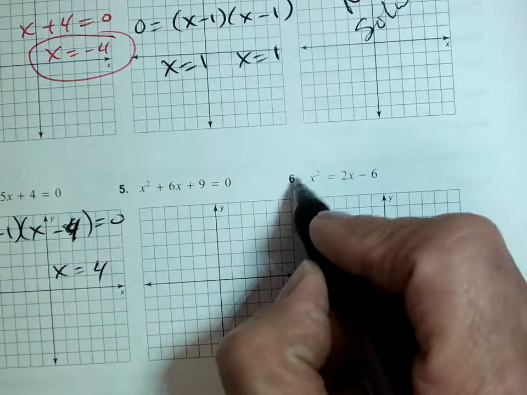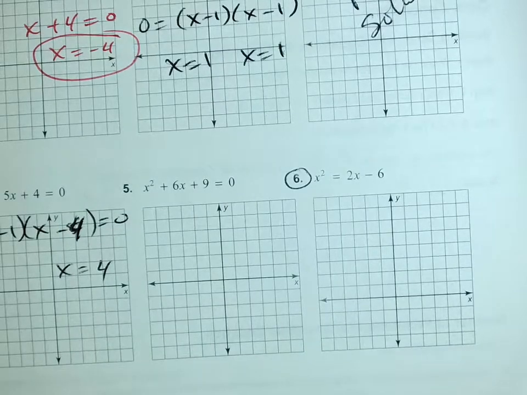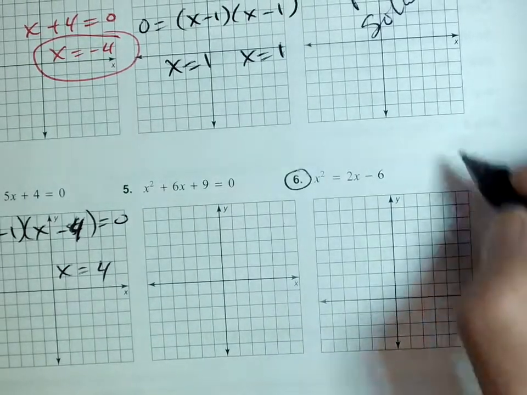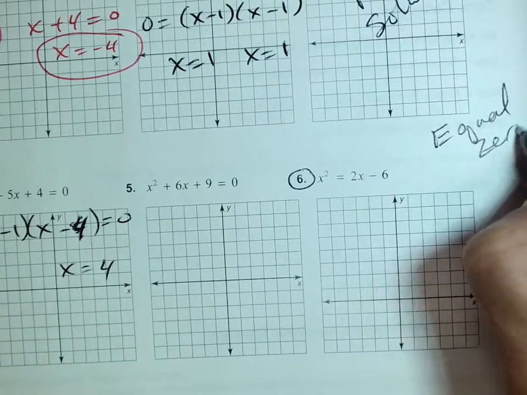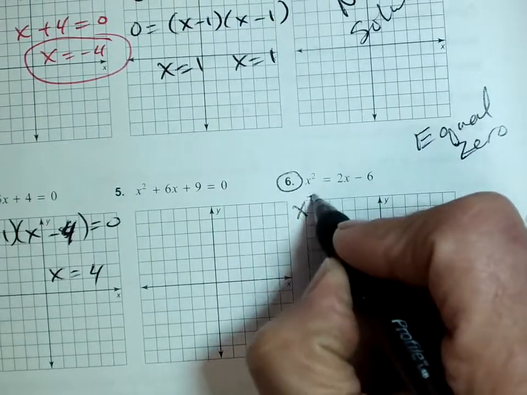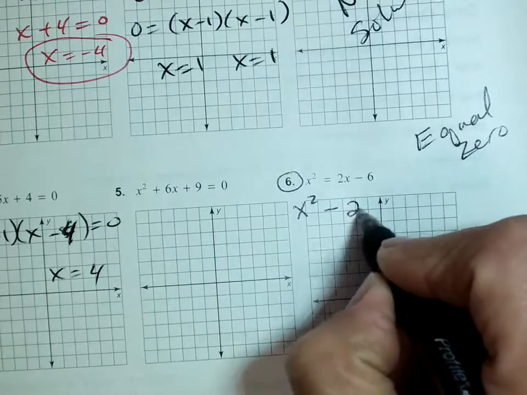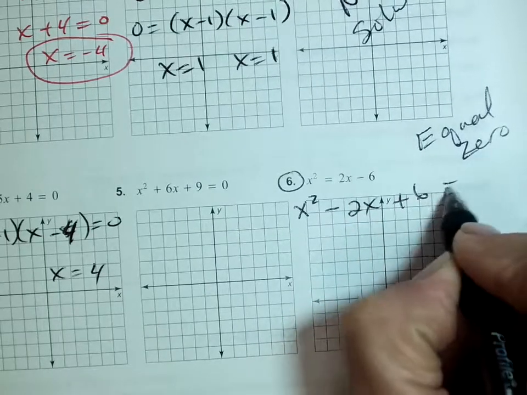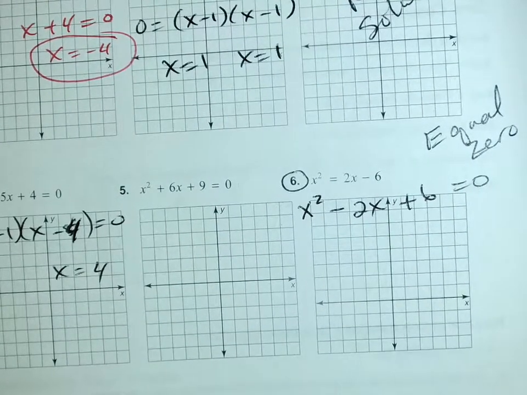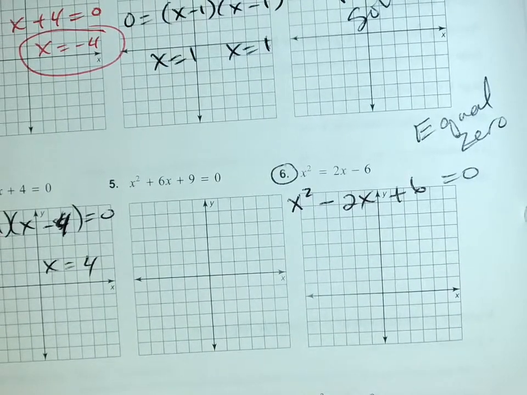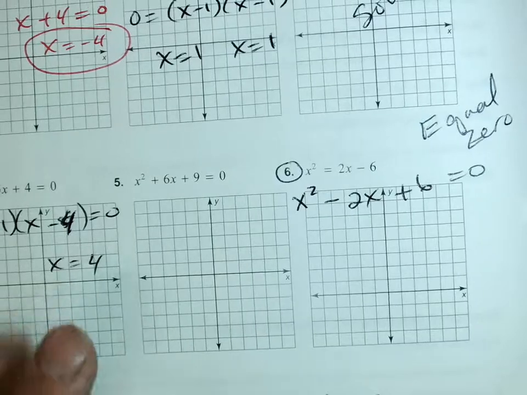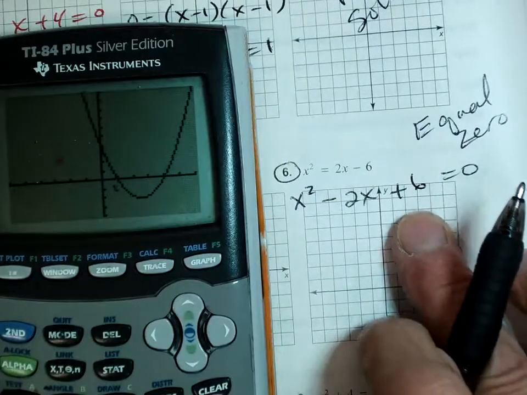Okay, let's do 6. So if I'm going to do 6, make it equal 0. So I'm going to go x squared minus 2x plus 6 equals 0. It doesn't factor, so I'm thinking that probably there's going to be no solutions. But I can always check. I could graph it, right? I could say, well, because of plus 6, it doesn't factor, so let's try it.